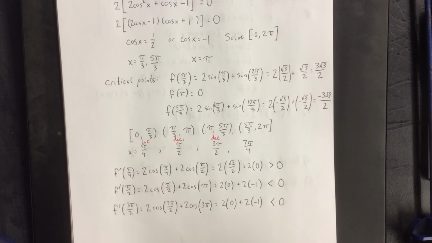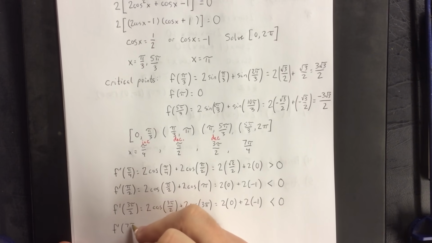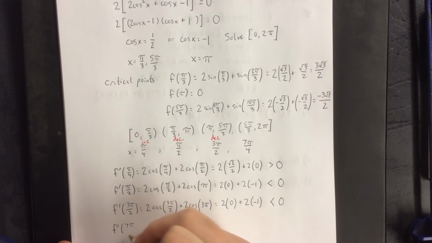Interesting. And for our last one, f prime of 7 pi over 4. Am I still in frame? Oh, sweet, I am. This is great.